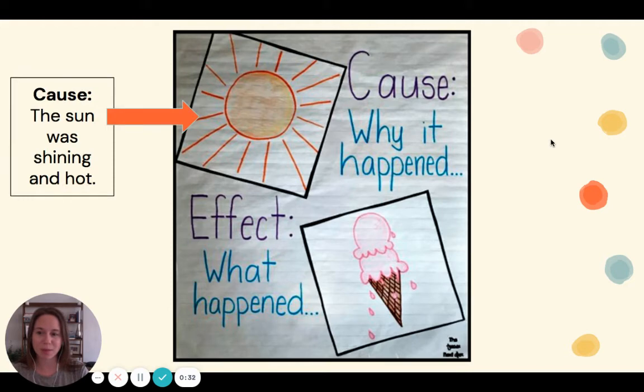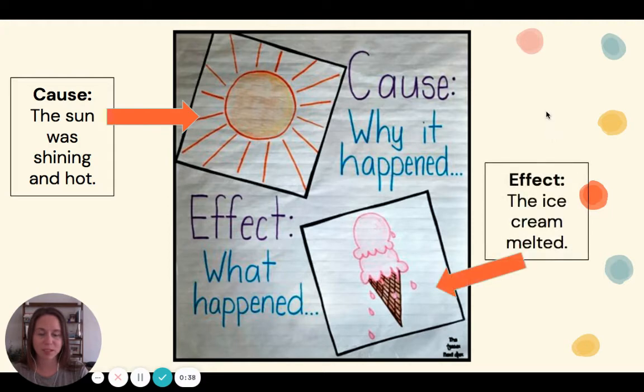In this example, the cause is the sun was shining and hot. That's why something is happening. The result, or the effect, is that the ice cream melted. The ice cream melted because the sun was shining and hot. Or, the sun was shining and hot, so the ice cream melted.